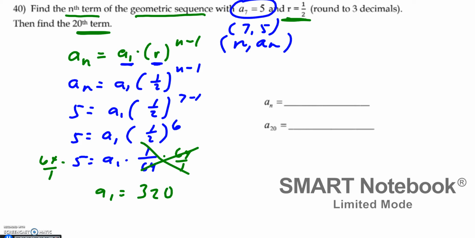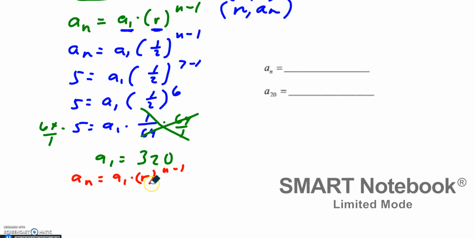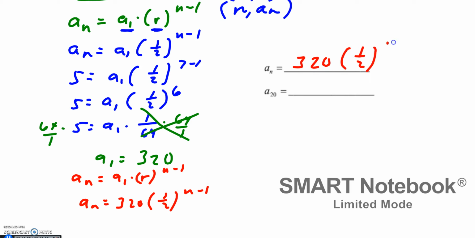So if I wanted to find my general equation, a sub n, again, equals a sub 1 times r to the n minus 1 power. We now know our two most important items. We know that the first term is 320, and we know that our r is 1/2. So my general term would be 320 times 1/2 to the n minus 1 power.